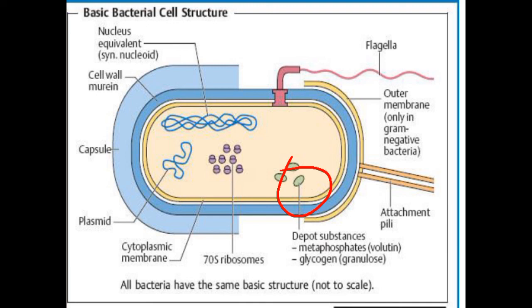Another non-essential component is the plasmid. Plasmid is also DNA and contains a variety of genes for antibiotic resistance and toxins. Some bacteria also contain glycocalyx and spores. That was all about the structure of bacteria.